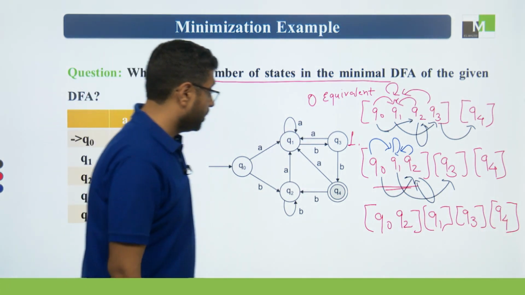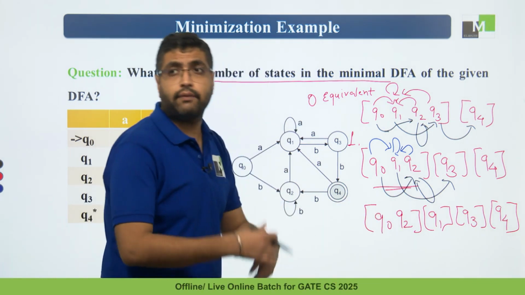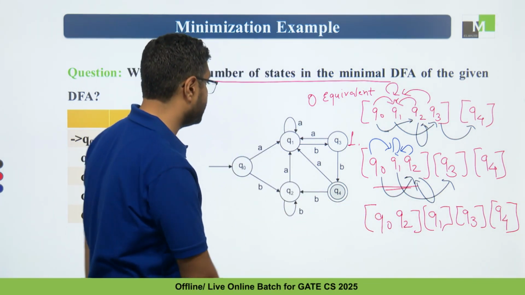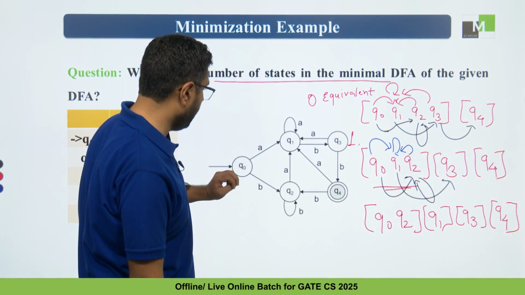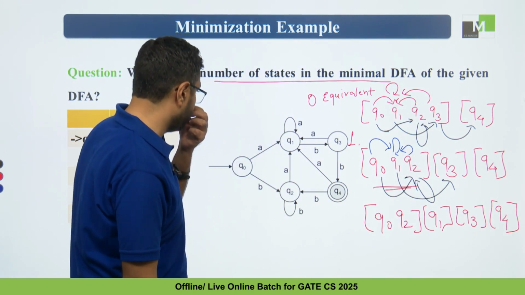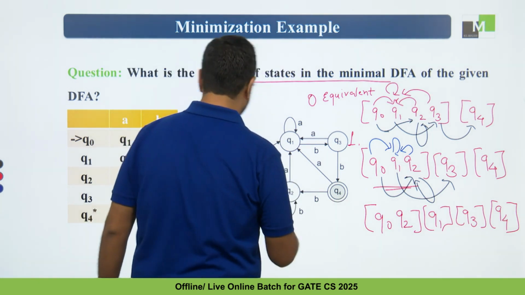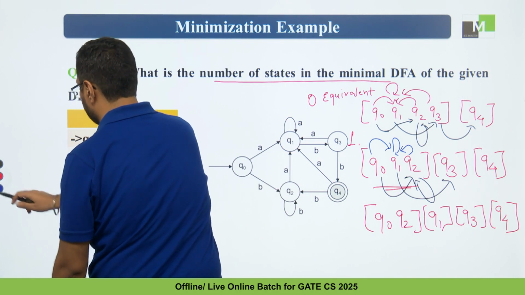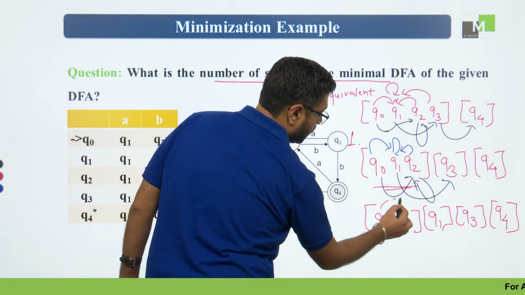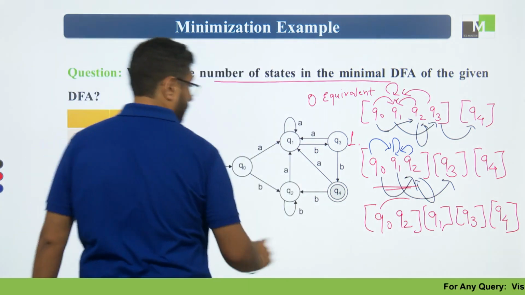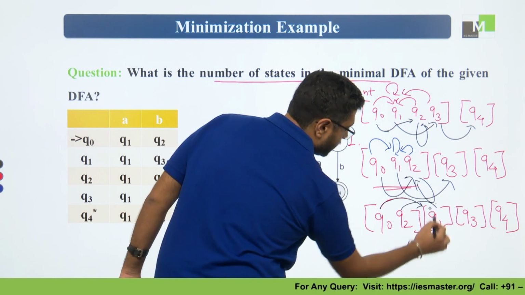Now let's see. Q0 is done, Q2 is done. For Q0 and Q2, we have to see whether we can separate them again or not. Q0 on A and Q2 on A, both are going to Q1. We already know Q0 and Q2 both go to Q1. So they have the same set behavior.